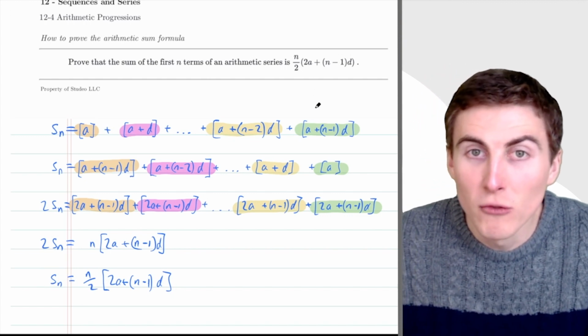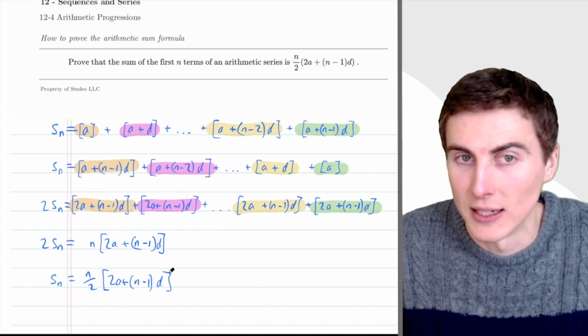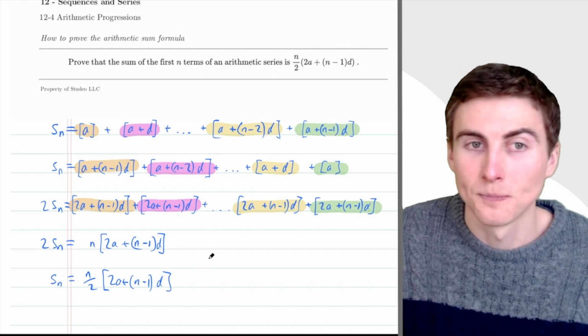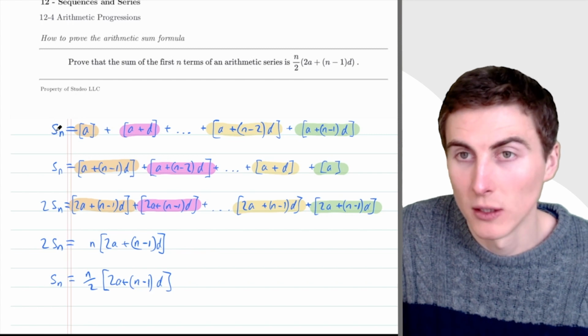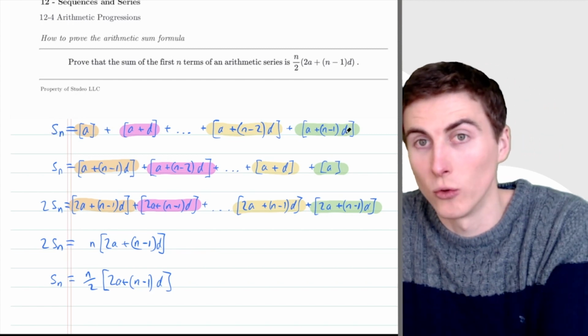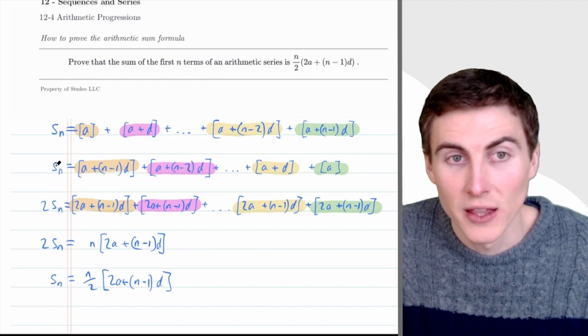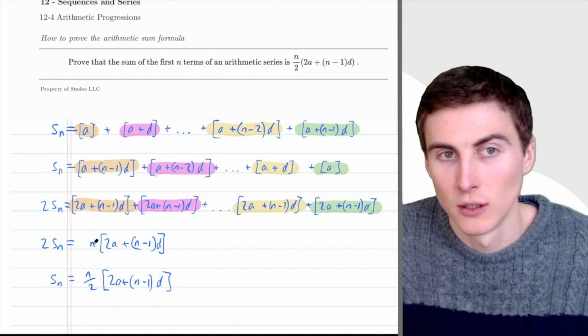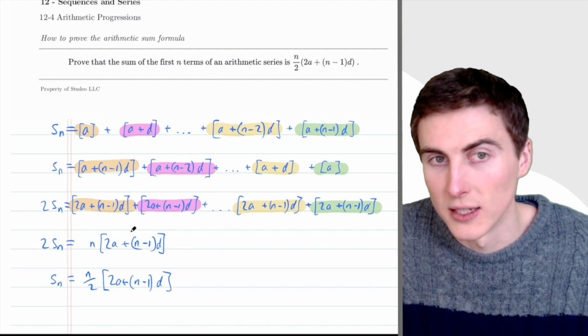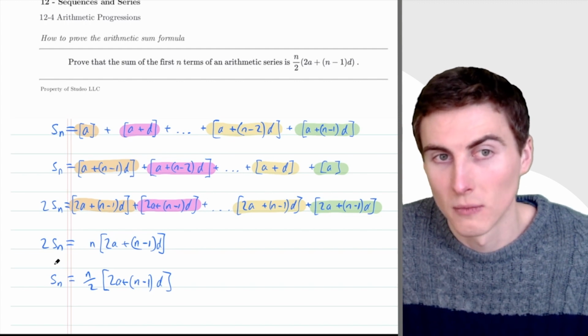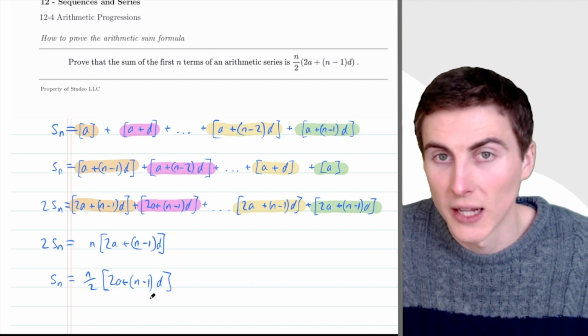So you don't really have to remember every single letter here. All you've got to remember is you write out the sum all in algebra. You do it again, but the other way around. And then you add them together. You simplify this side down, basically factorize it, and then divide by 2. And that's it.